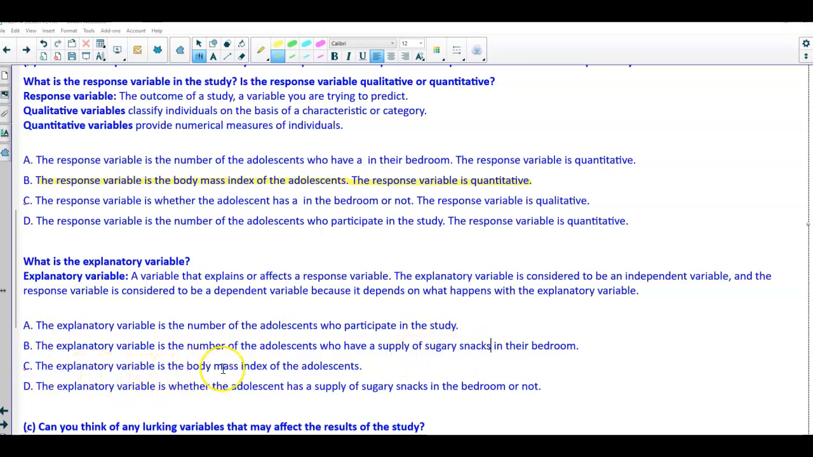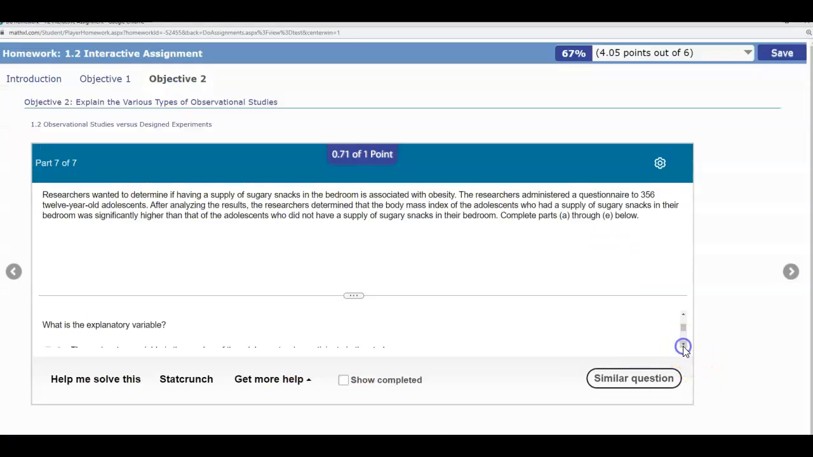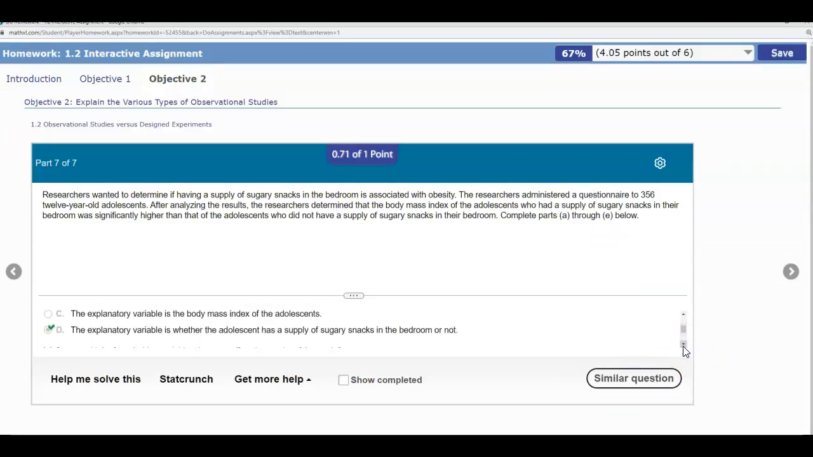The explanatory variable is the body mass index of the adolescents. That is not true because the response variable is the body mass index. And the explanatory variable is whether the adolescent has a supply of sugary snacks in the bedroom or not. And according to the question, it's going to be D, because we want to determine whether the adolescent has a supply of sugary snacks in the bedroom or not. So the answer is D.